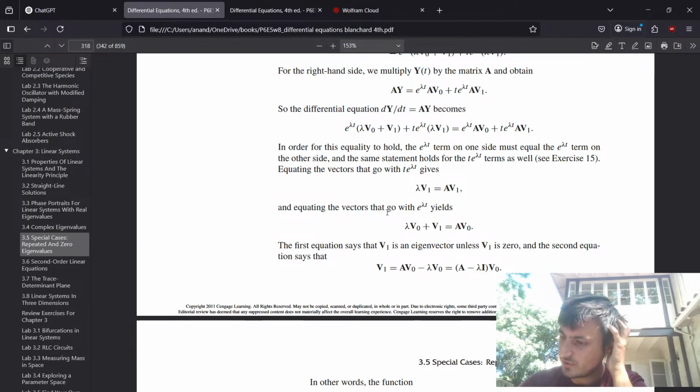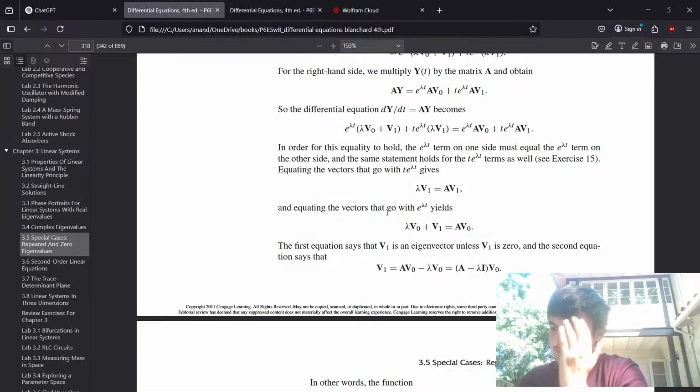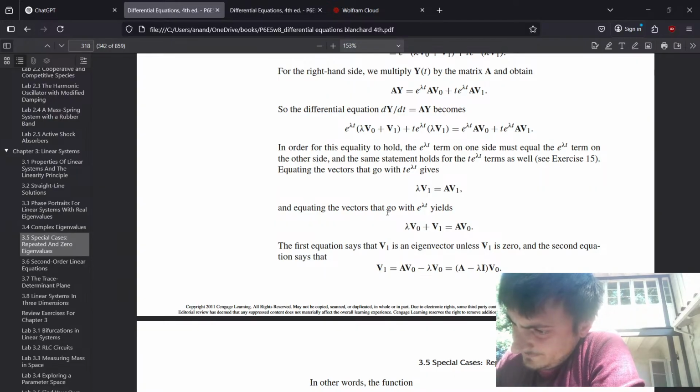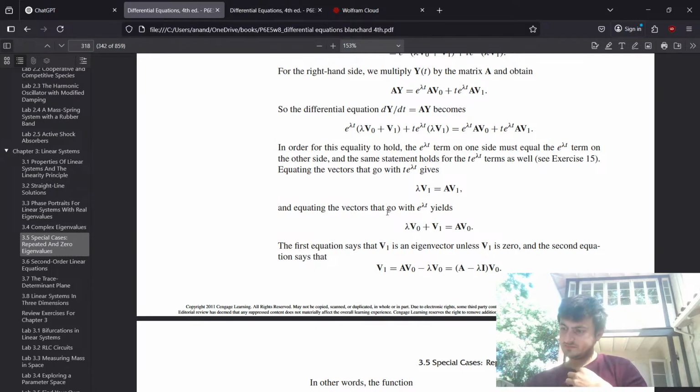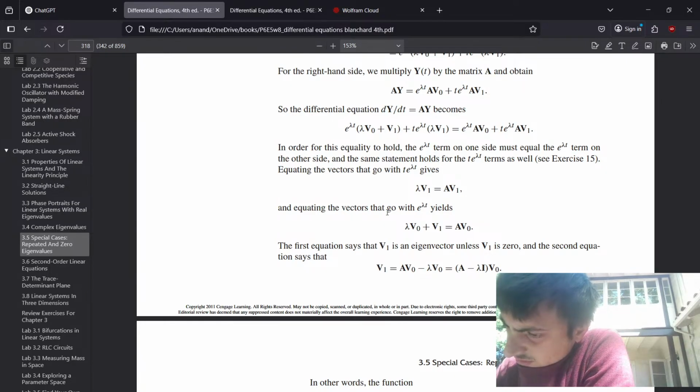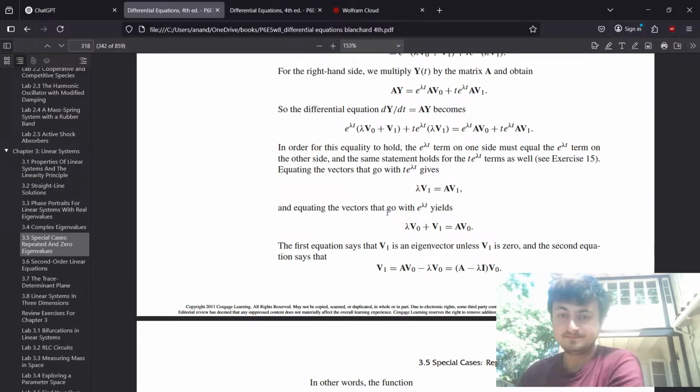Okay, and then our second part is going to be e to the lambda t A v0 is equal to lambda e to the lambda t v0 plus e to the lambda t v1. What we could do is cancel this, and then we get A v0 is equal to lambda v0 plus v1.